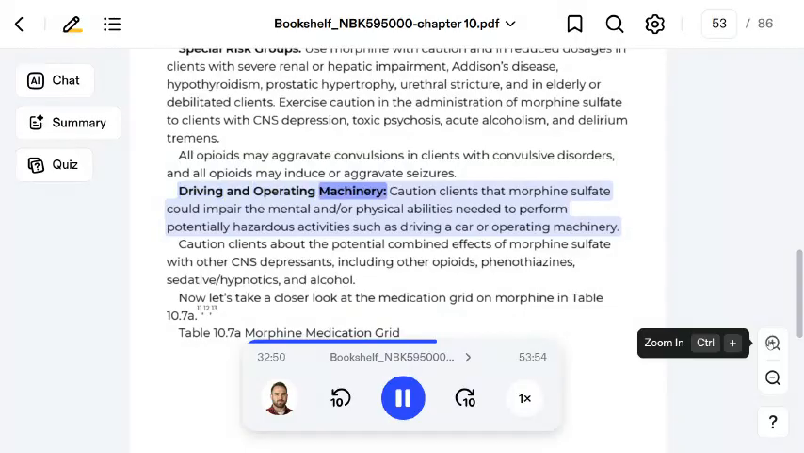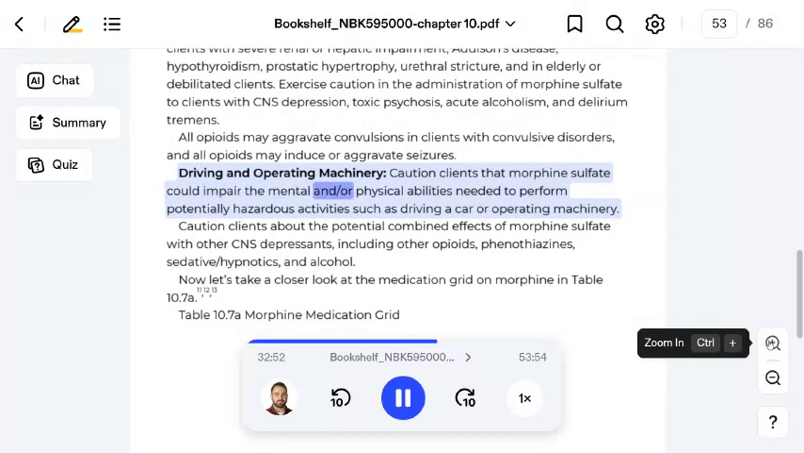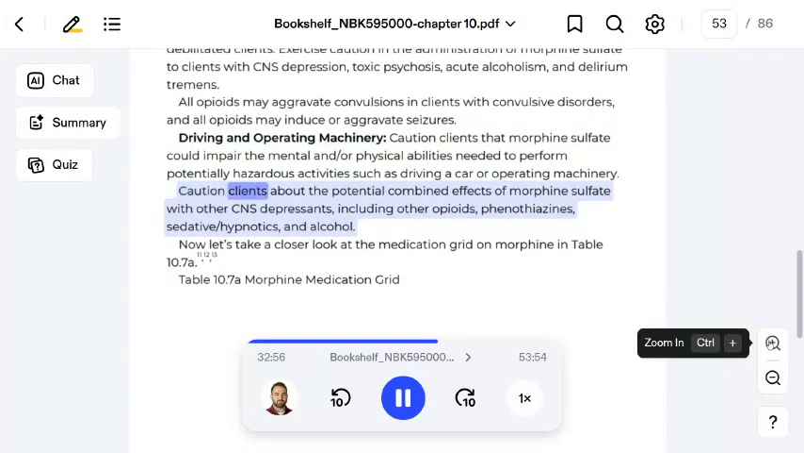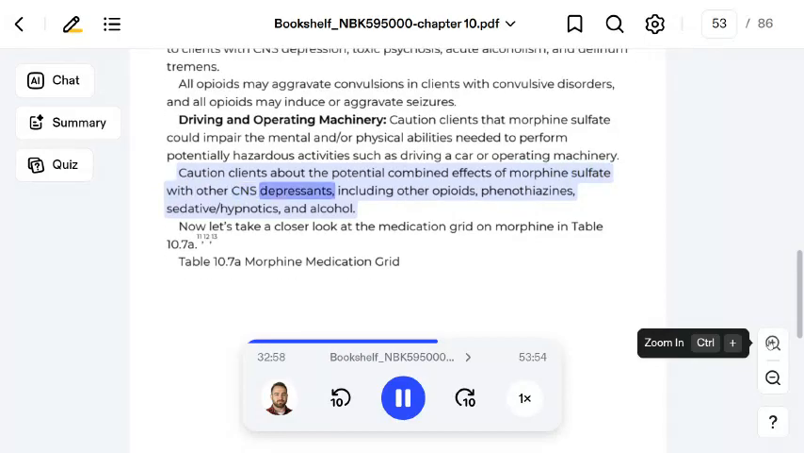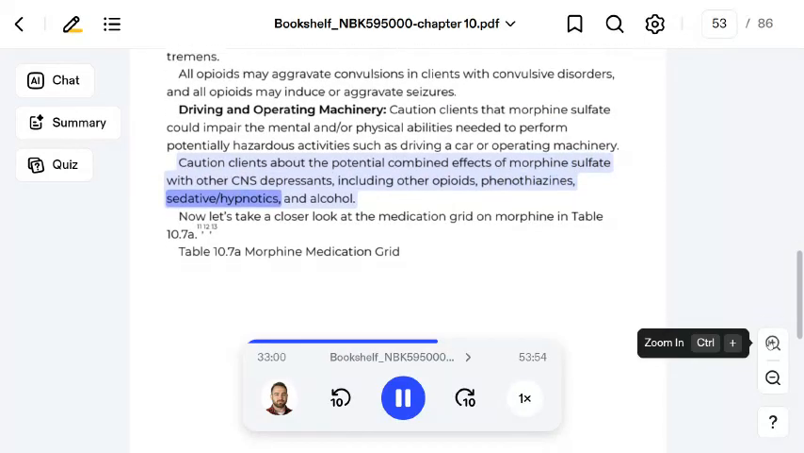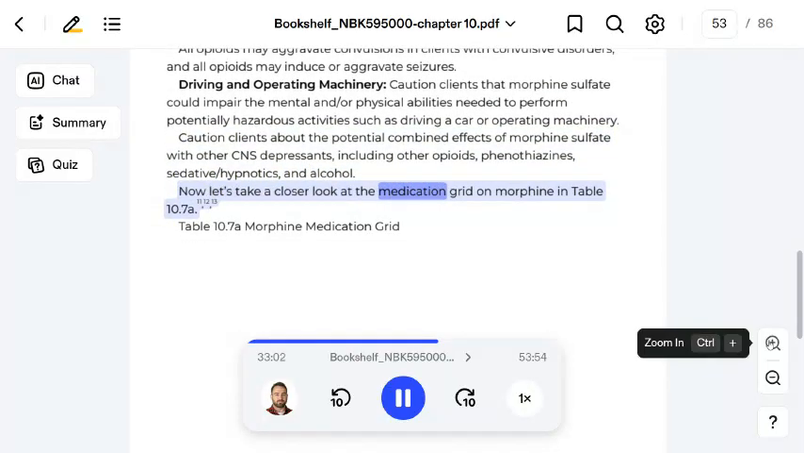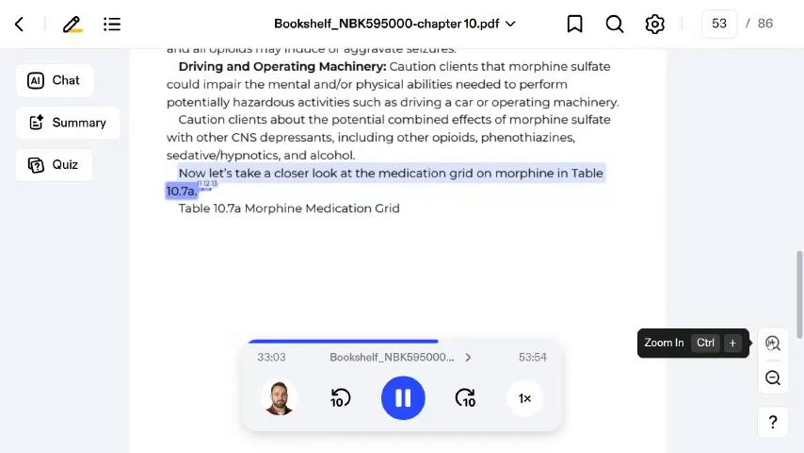Driving and operating machinery. Caution clients that morphine sulfate could impair the mental and/or physical abilities needed to perform potentially hazardous activities, such as driving a car or operating machinery. Caution clients about the potential combined effects of morphine sulfate with other CNS depressants, including other opioids, phenothiazines, sedative hypnotics, and alcohol. Now let's take a closer look at the medication grid on morphine, in Table 10.7a.